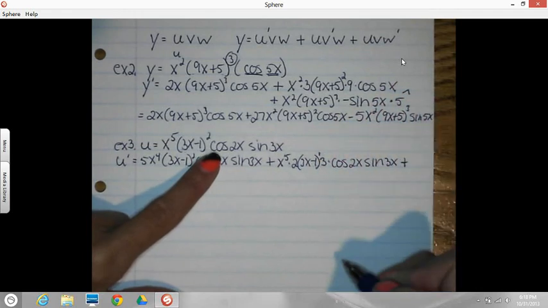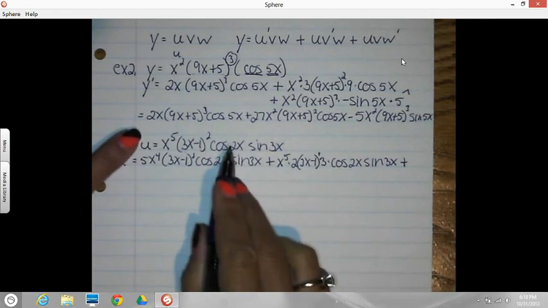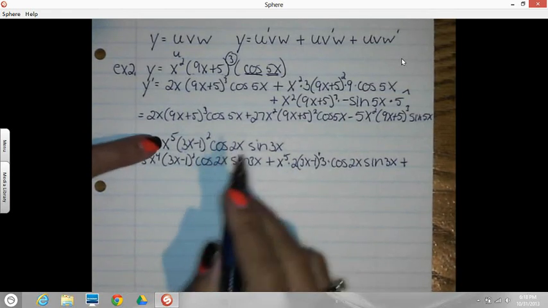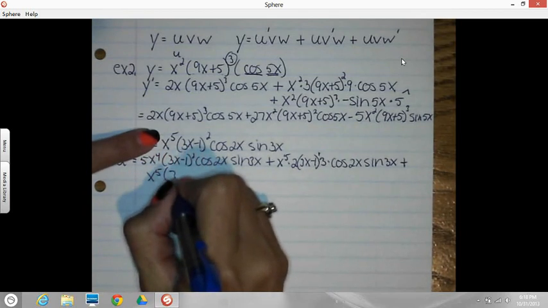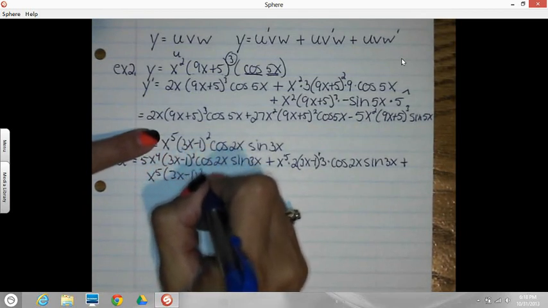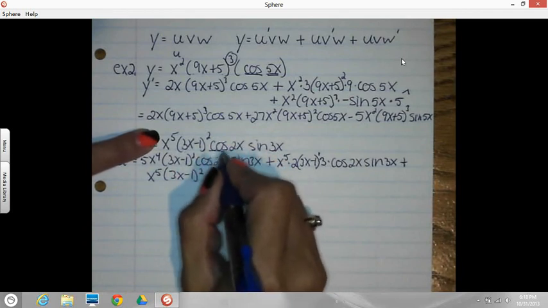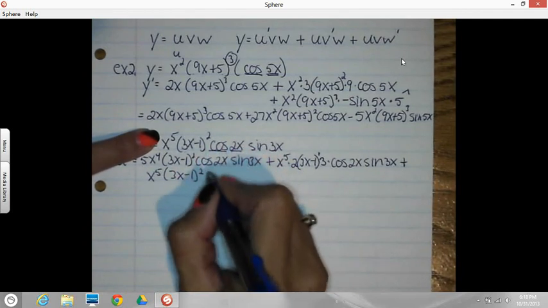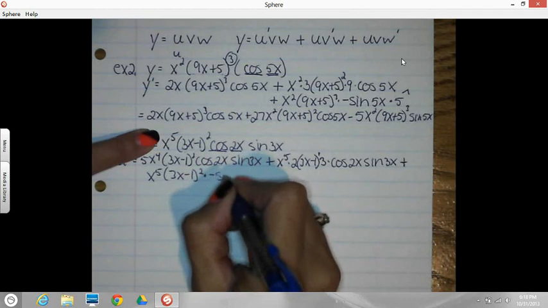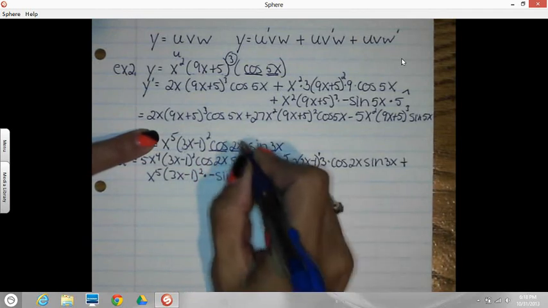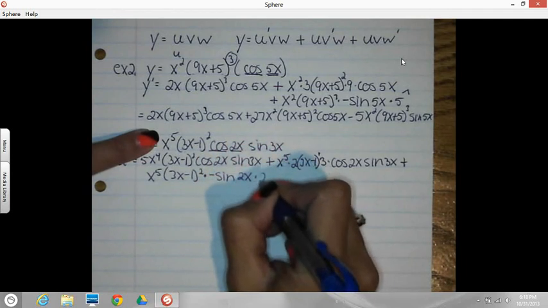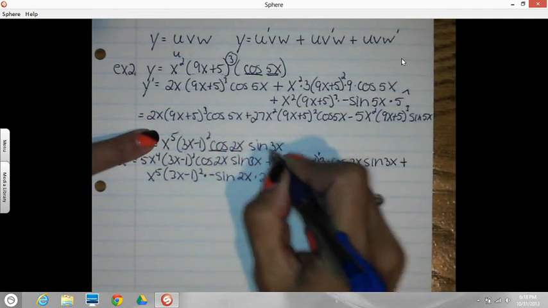Plus, oh, I like this one. We're going to do the derivative when we get to the third one. So we're going to keep x to the fifth, 3x minus 1 squared. Now derivative here, trig function, angle. Derivative of cosine is negative sine, 2x. Now derivative of the angle is 2. And then sine 3x.